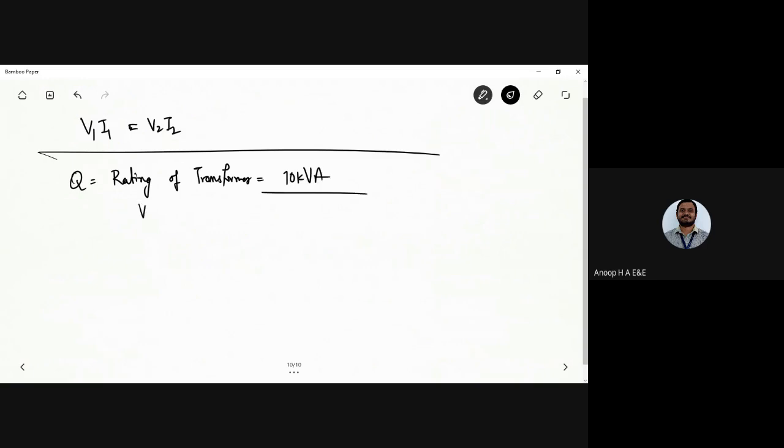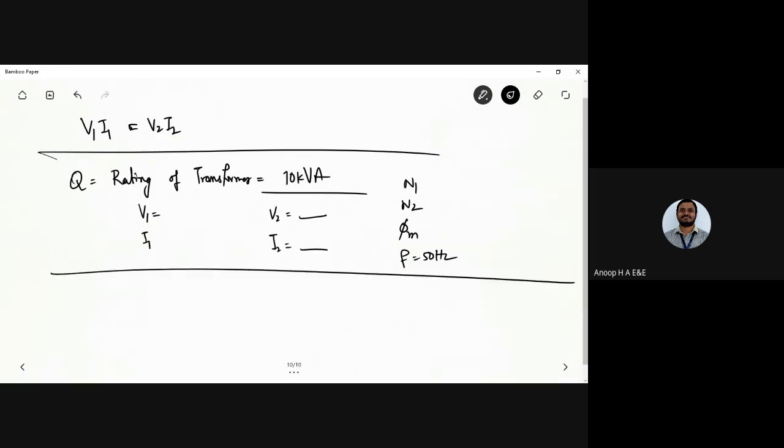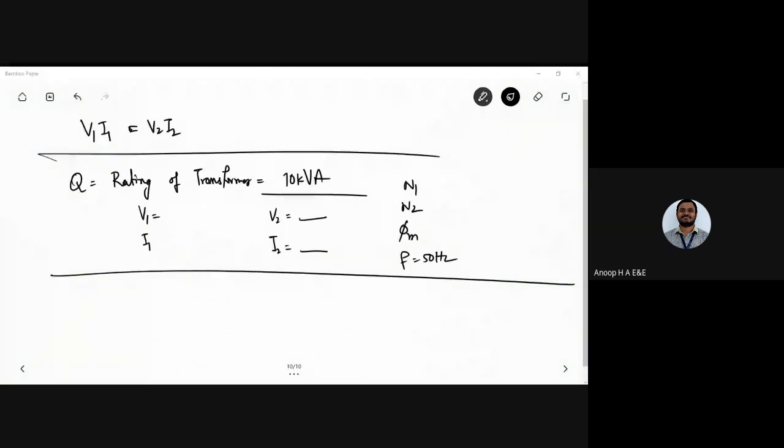So if I know what is V1, if I know what is I1, I can find out what is V2 if N1 and N2 are known to me, and also phi m. The frequency is generally 50 hertz here, and I can find out what is V2. So from V2, I'll be finding out what is I2. So I1 and I2 are nothing but the full load values of the current in the primary and the secondary winding. Any doubts right now?